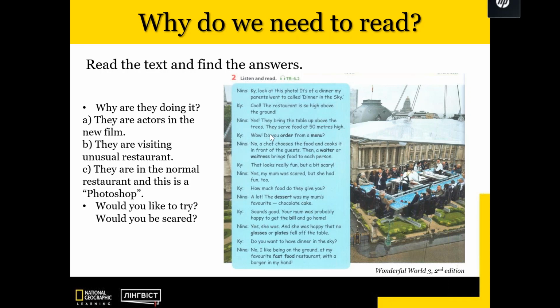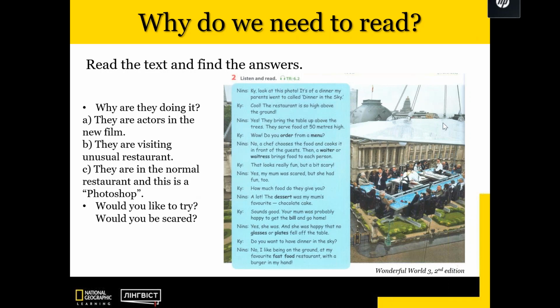They're visiting an unusual restaurant. Moreover, so you see, we just shift the focus from the reading itself to the game, right? Make guesses and then try to compare your ideas and the text's ideas. So this is very important.